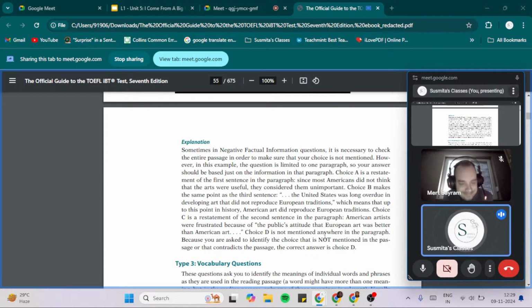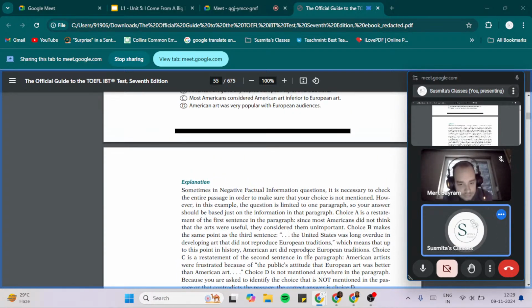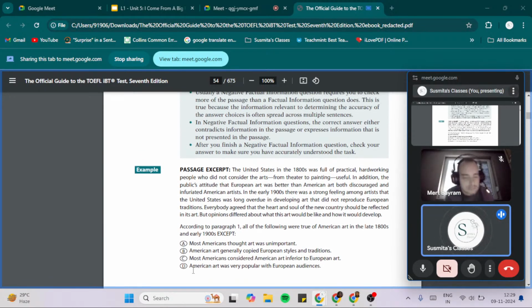The correct answer choice is D. Choice D is not mentioned anywhere in the paragraph because you are asked to identify the choice that is not mentioned in the passage or that contradicts the passage. The correct answer is choice D over here. American art was very popular with European audiences. This is not mentioned anywhere. If you see over here, the public's attitude that European art was better than American art both discouraged and infuriated American artists. That's what is mentioned. So it is kind of contradictory to what is being mentioned over here. That is the reason that becomes your correct option.